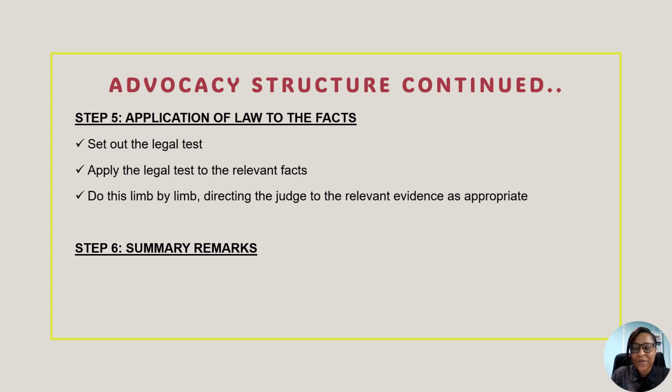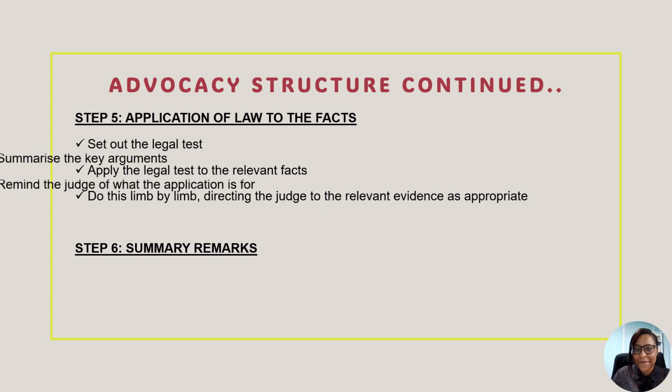If the application before the court is for summary judgment, you would set out the tests that must be proven for summary judgment, which is that the claim has no real prospect of success and there are no other compelling reasons to proceed to trial. You would use the facts from the scenario to support the legal test.